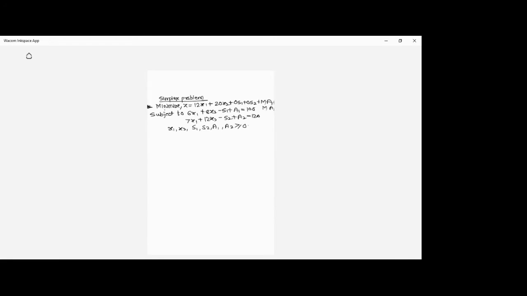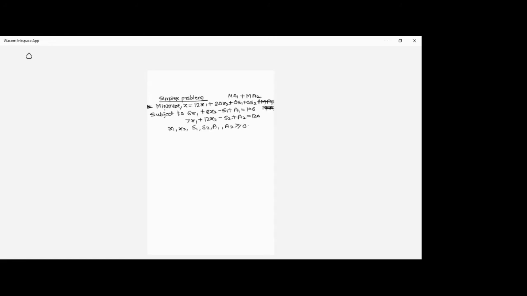I'm hoping that it is not visible, so I'll be writing it upward. So your objective function is 12x1 plus 20x2 plus 0s1 plus 0s2 plus Ma1 plus Ma2. If it had been a maximization problem, instead of writing Ma1, we would have written minus Ma1, and instead of writing Ma2, we would have written minus Ma2. So I think you have got the framing of your simplex problem.